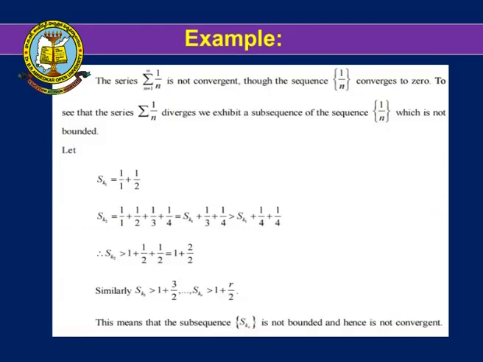Here the sequence 1 by n converges to 0. Now, if we apply that, there exists a subsequence of the partial sums of the series that is not bounded, so the series is not convergent. Now, how can this be explained?